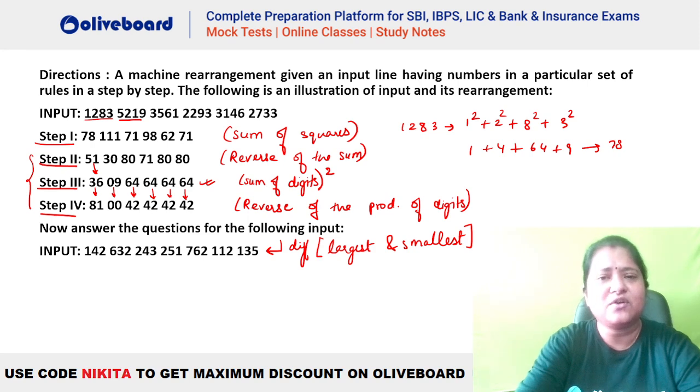Tomorrow we will be having a look at different types of new pattern coding decoding. We will check out questions related to coding decoding. Then Wednesday we will be talking about critical reasoning, and then in the coming Thursday and Friday we will be having puzzles and seating arrangement.